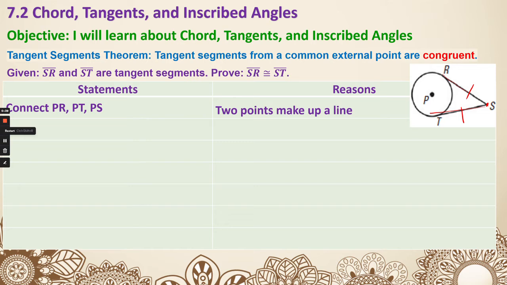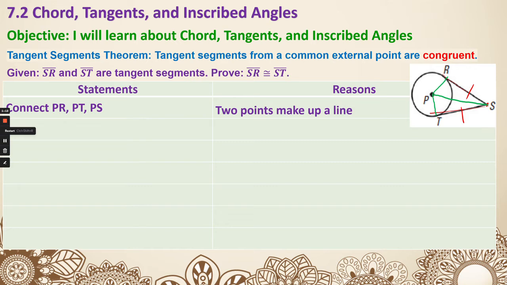Given SR and ST are tangent segments, we're going to prove SR is congruent to ST. Something very important about these circle proofs is, even though we're working with circles, we're still going to use triangle proofs a lot of the time. So triangle congruence, which means whenever we have these lines in a circle, we're going to try to make some triangles, which is why the first step, we are going to connect PR, PT, and PS. And now you can see there are two triangles.